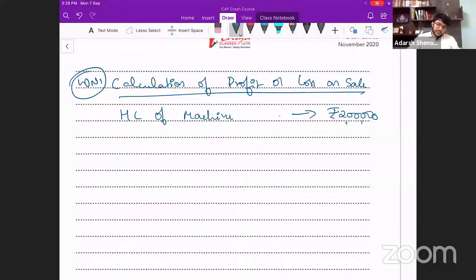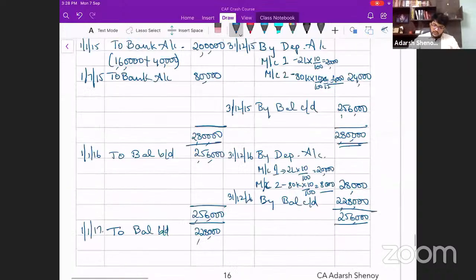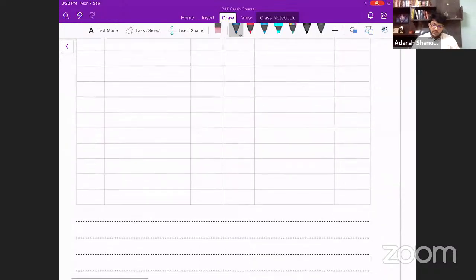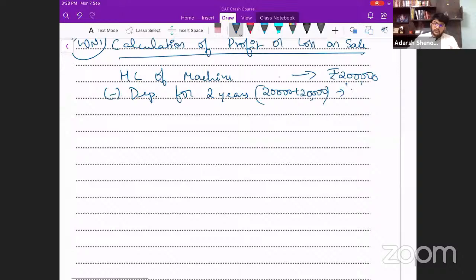Less depreciation for 2 years, right? Depreciation is the same. What is the depreciation for 2 years? That is 20,000 plus 20,000. 10% of this you charge depreciation for 2 years. You have written also machine 1, so 20,000 and 20,000. So the depreciation is how much? 40,000 rupees for the 2 years.